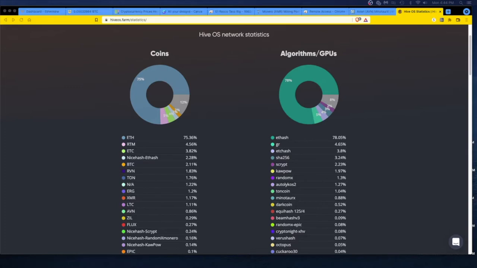And today's video, I want to talk about following the herd and then finding your own path, finding the right tools to research, to find out what coins to mine, what works best for you.